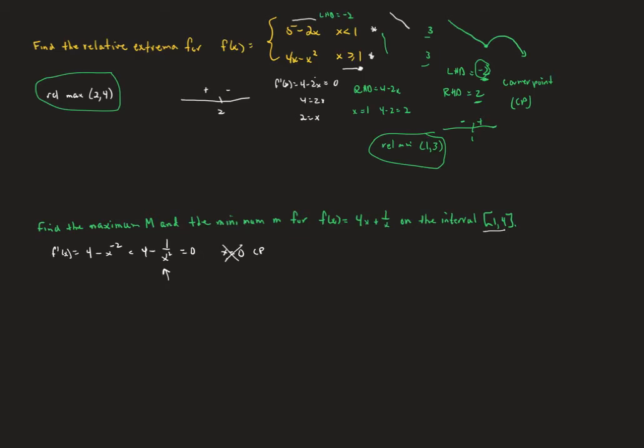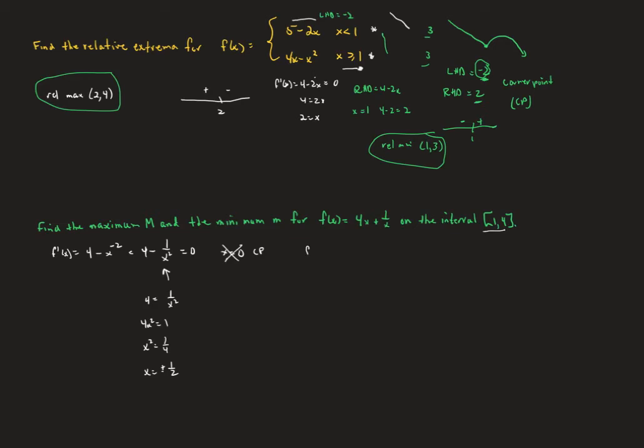If we set this equal to 0, we're going to get 4 is equal to 1 over x squared. So that means that 4x squared is equal to 1. So x squared is 1/4. So x is going to be positive and negative 1/2. Now, neither positive nor negative 1/2 is on our interval. Guess we got off the hook on this one.